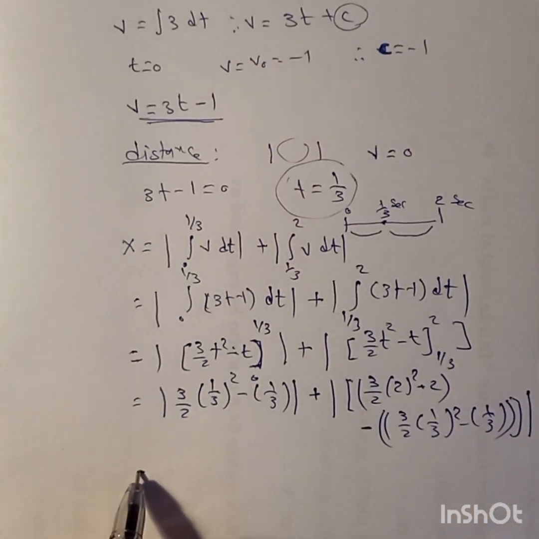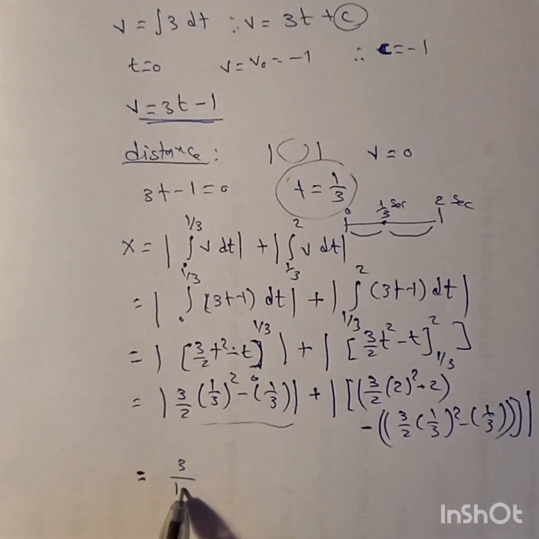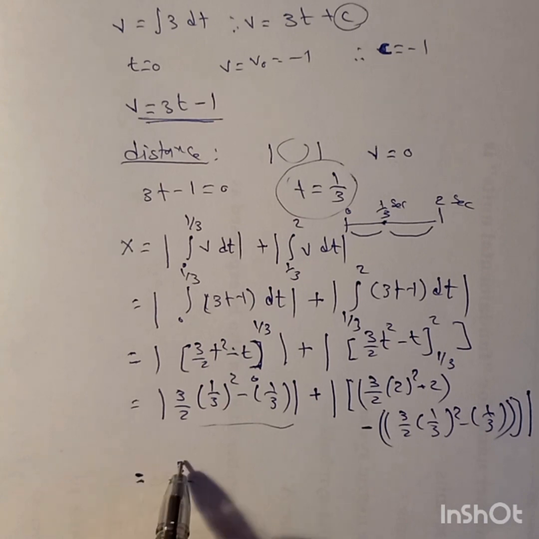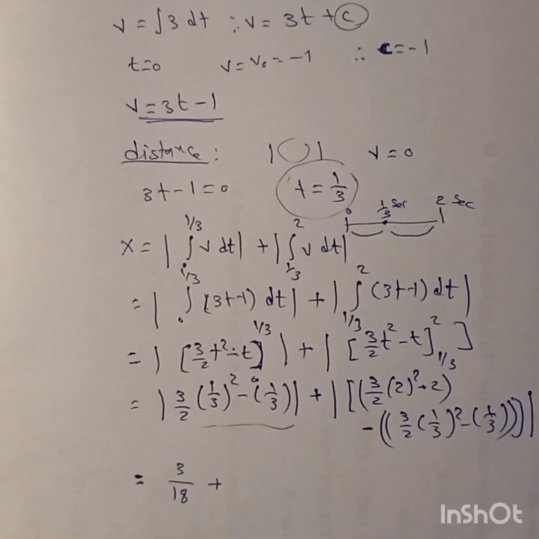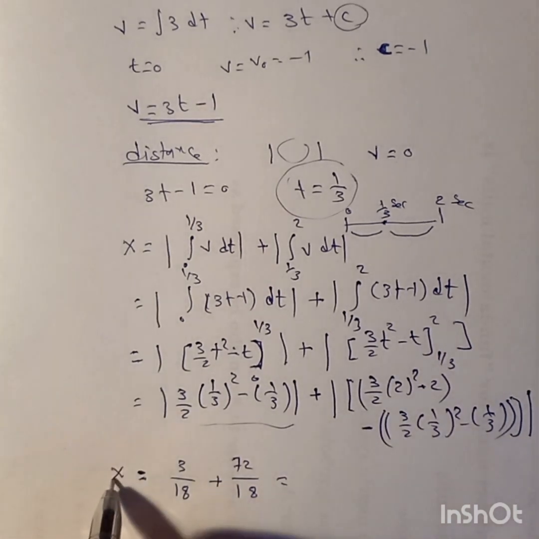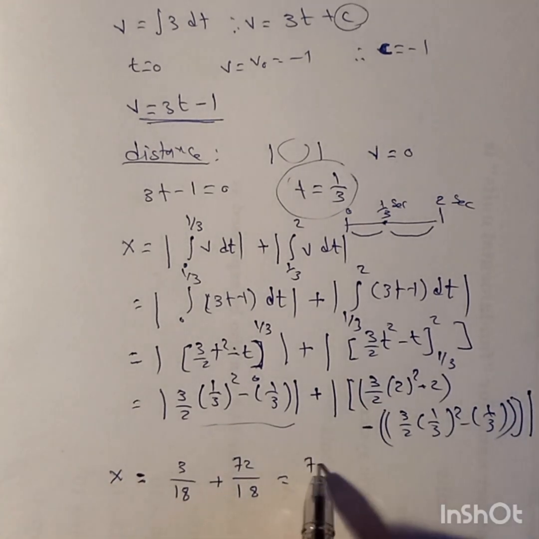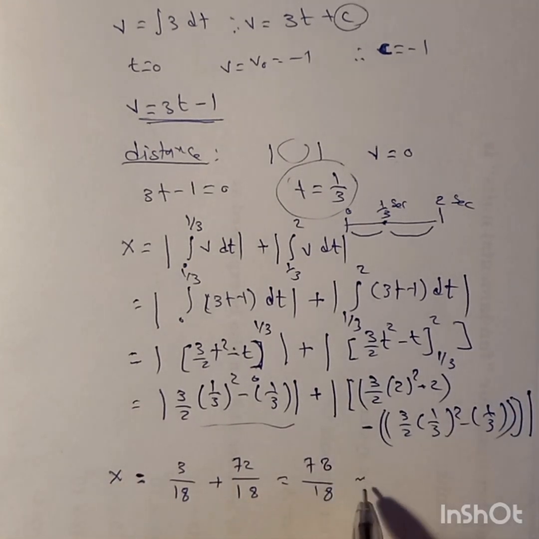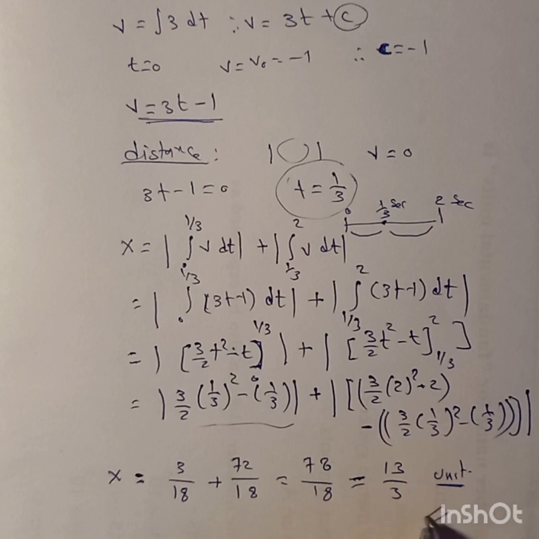By calculation we find that the magnitude of the first bracket is 1 over 1/8, and plus 72 over 1/8. Then the distance covered during the time interval 0 to 2 equals 78 over 1/8, and this equals 30 over 3 length units, and this is what was required to find.